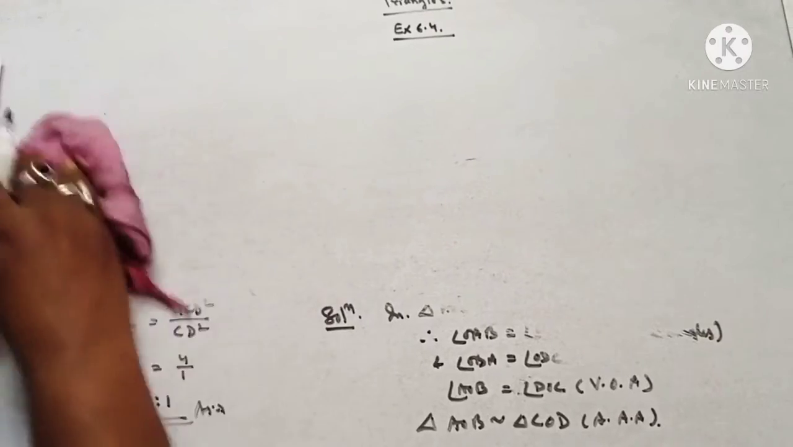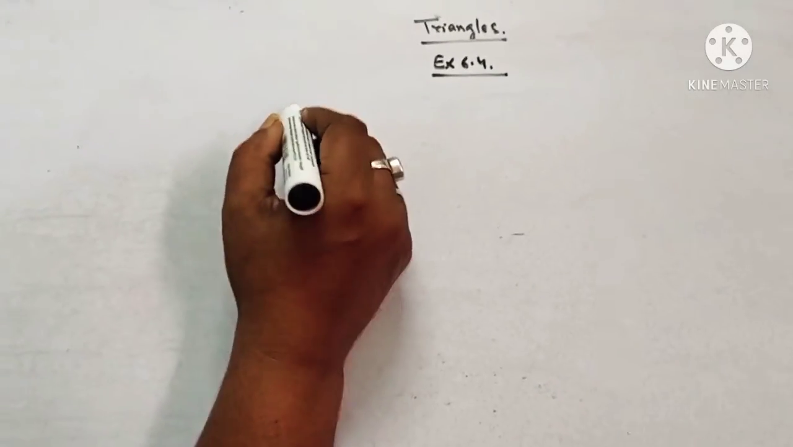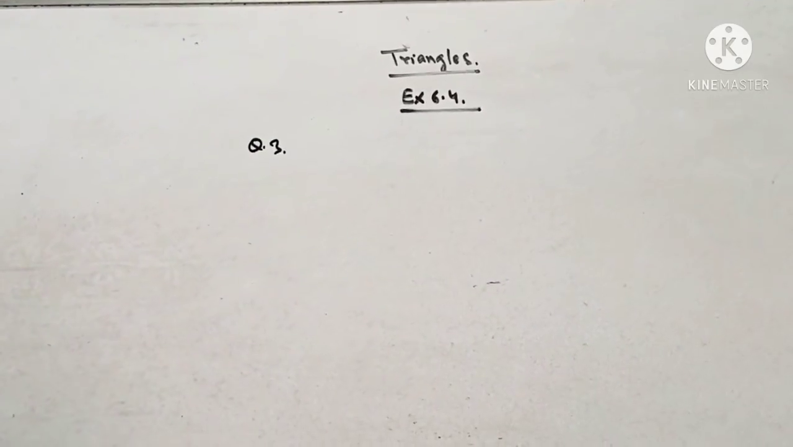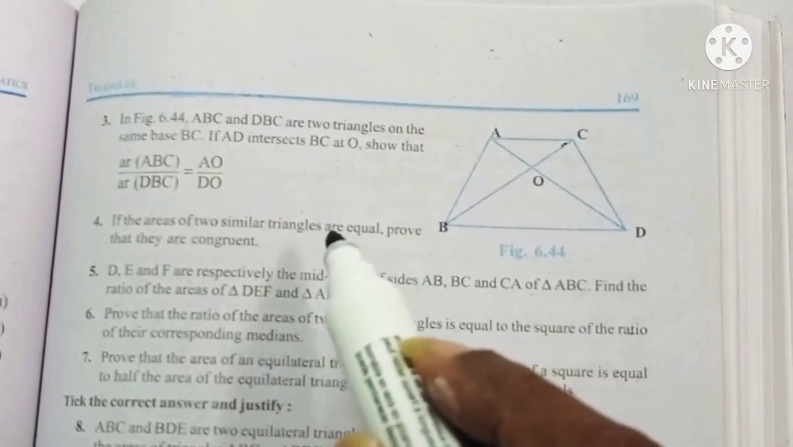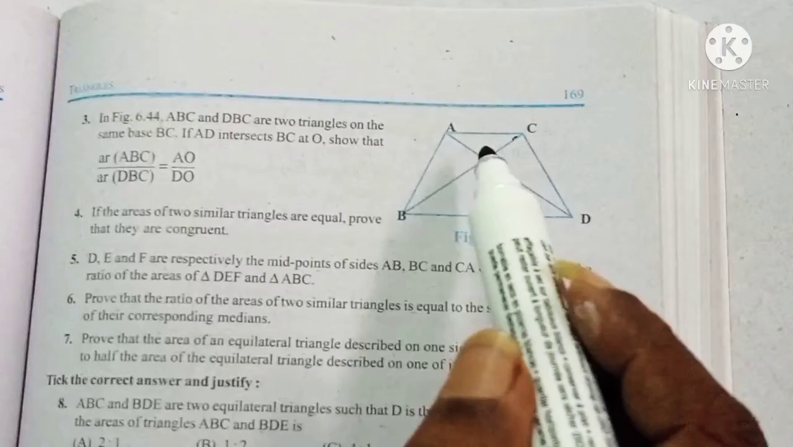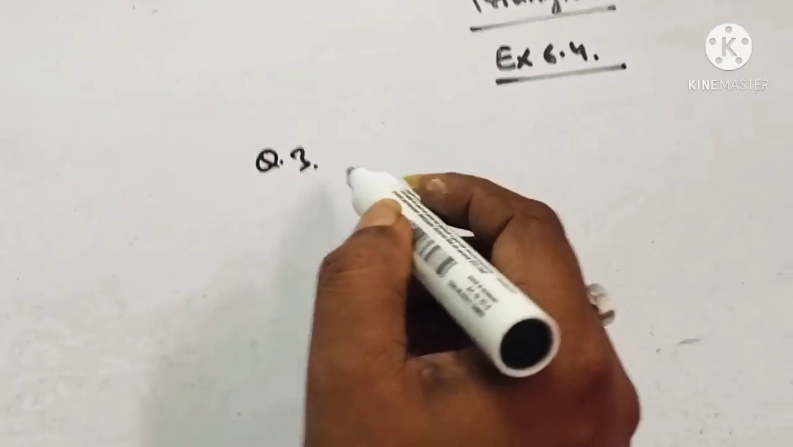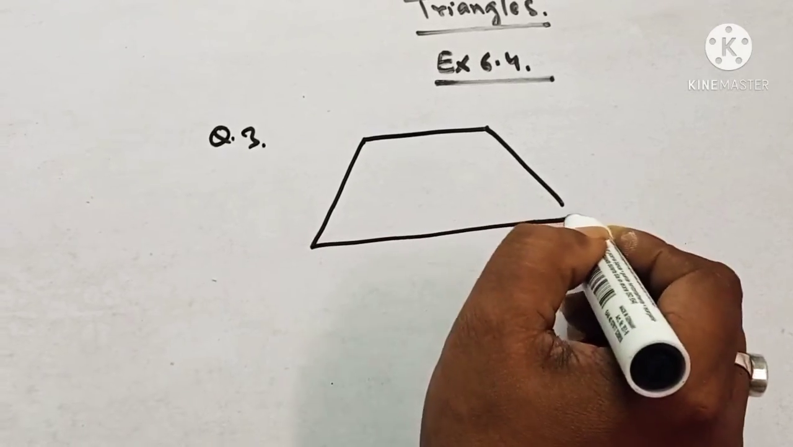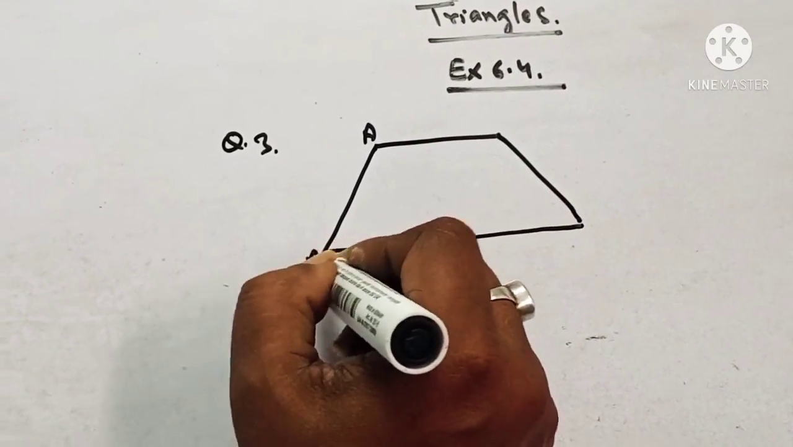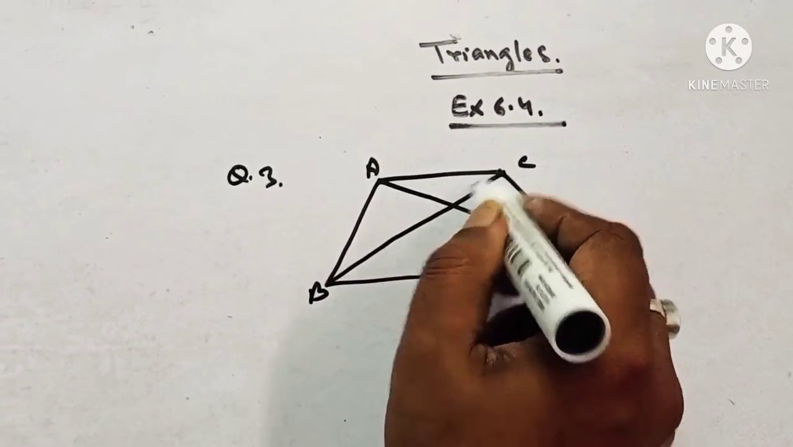Now question number 3, that is question number 3. Here you see the figure, it is given to you, and we have to show that area ABC is equal to DBC. So the figure, it is given to you. This is the figure A, B, D, C and O.